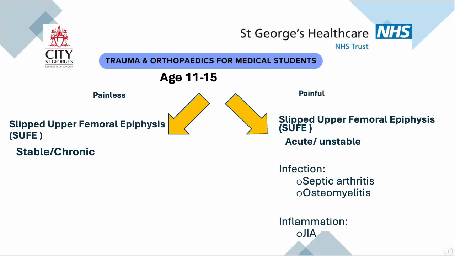And finally, the older child, both on the painless and painful side, we have slipped upper femoral epiphysis, and it tends to be painless when it's a stable chronic slip and painful when it's acute and unstable. And just to note, on the painful side, in the older child, we still have infection and we have JIA, which I just mentioned. We don't tend to get a transient synovitis in this age group.